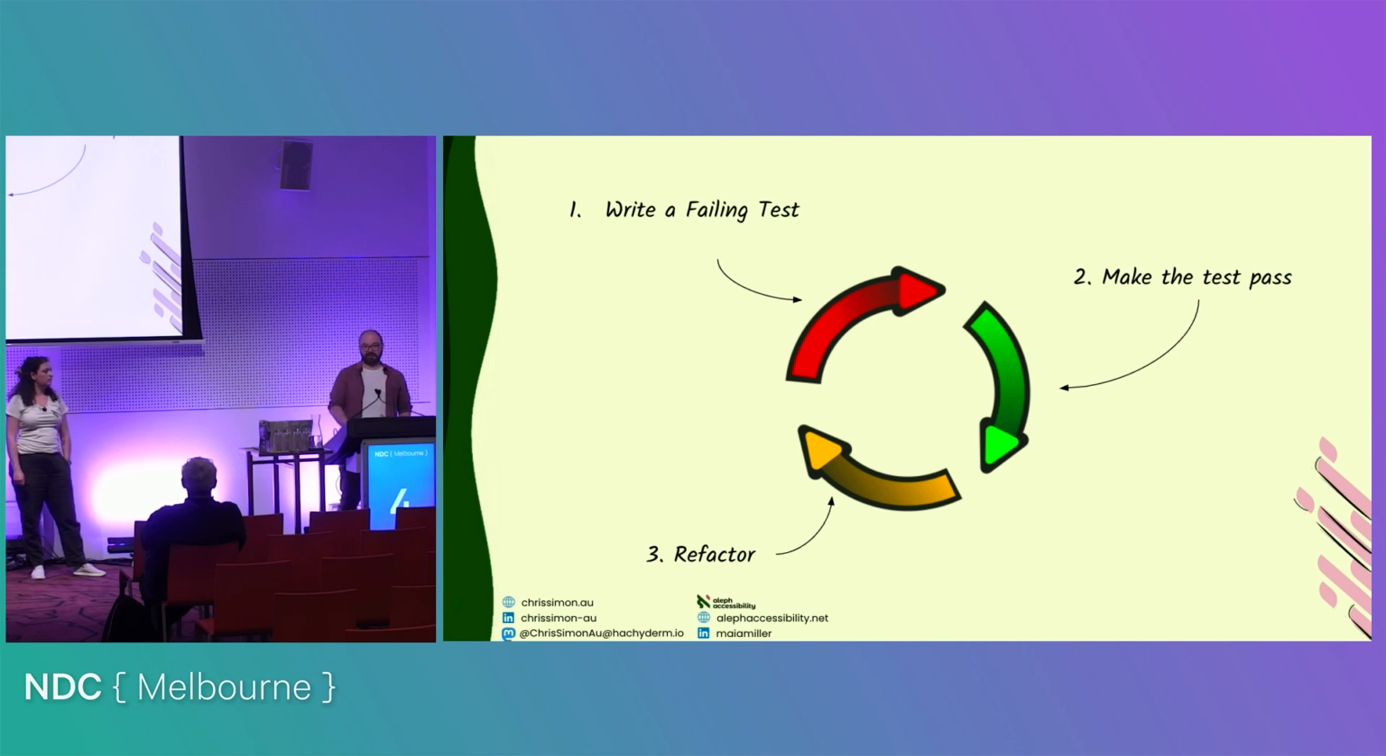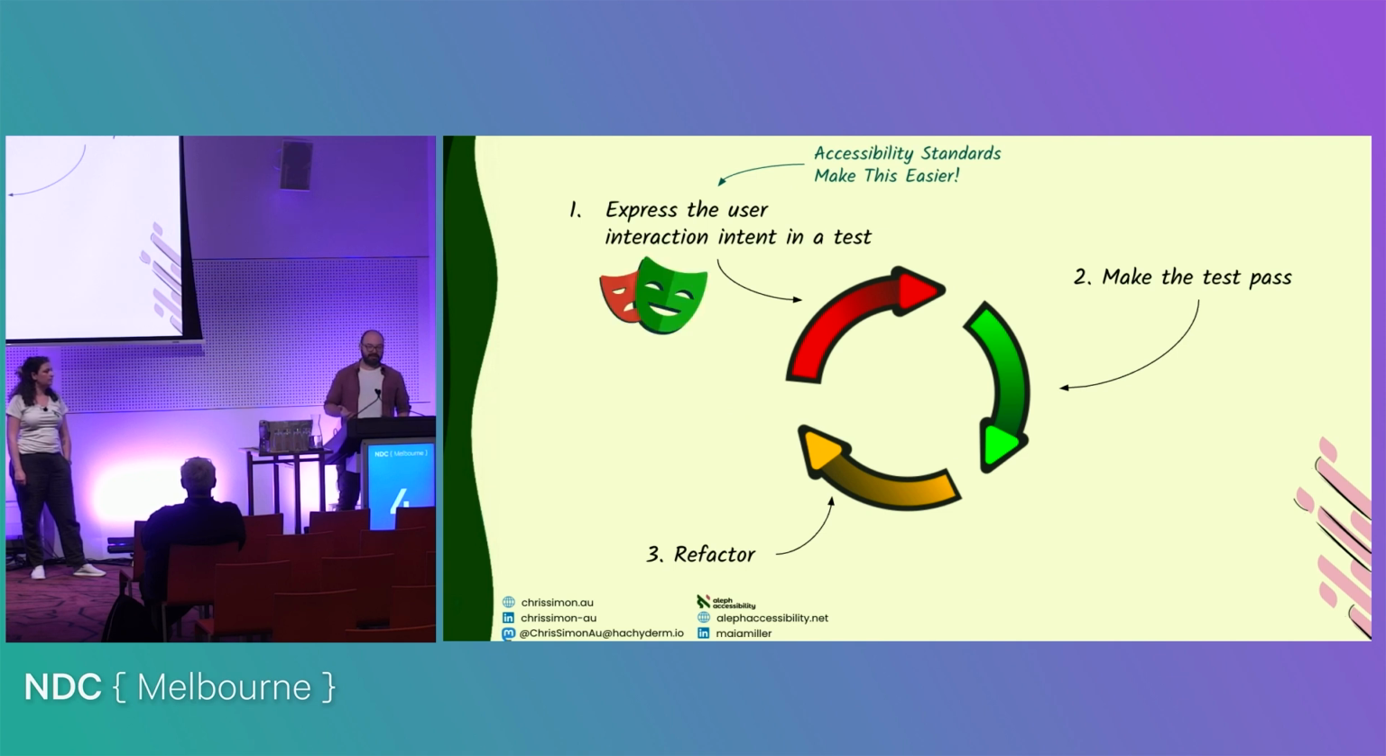Now, when we're working in the front end, particularly, which is where accessibility is most relevant, I like to think about that first step not just as writing a failing test, but as expressing the user interaction intent in a test. One of the reasons that TDD and accessibility go so well together is that the accessibility standards that are there to make websites and browsers more accessible actually make it a lot easier for you to express that user intent in your tests. In particular, today we're going to be using a tool called Playwright. I'm assuming if you work in this space, you're probably familiar with it. It's a front-end testing framework, and we'll be using that to do exactly this, to express the user interaction intent in a test and then go through the TDD cycle.